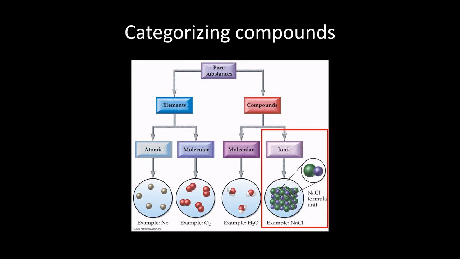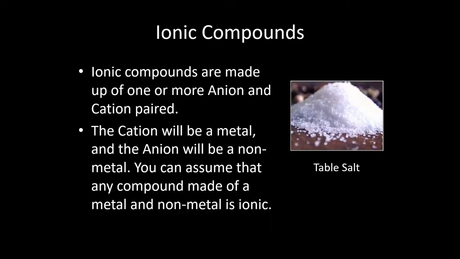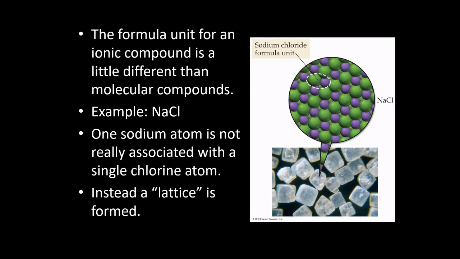There will be no metals in these molecules. Ionic compounds, on the other hand, are always going to be made of a metal and a nonmetal. You will always have both a metal and a nonmetal. The metal is going to be the cation in the ionic compound, and the nonmetal will be the anion in the compound. And you will always have both.